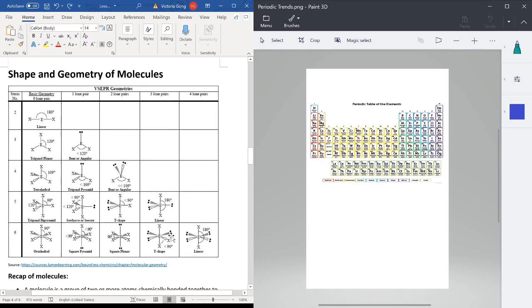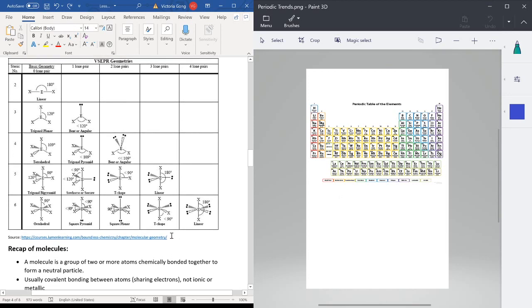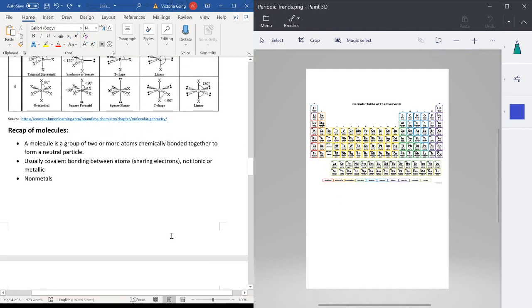Okay, so firstly, let's recap what a molecule is. A molecule is defined as a group of two or more atoms chemically bonded together to form a neutral particle. The neutral part is important in that the molecule is not an ion and doesn't have a charge. So it's different from ions. But there are ions that are formed by a group of atoms, and they're called polyatomic ions. You'll probably come across some of them in the near future of your chemistry studies.